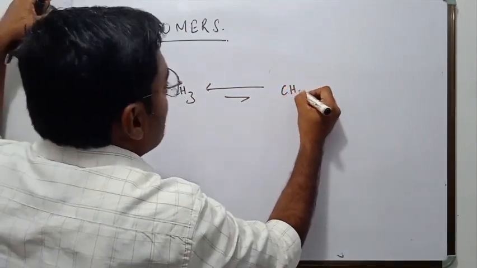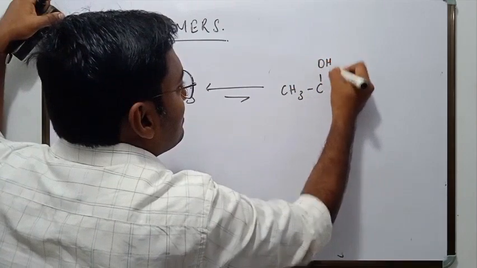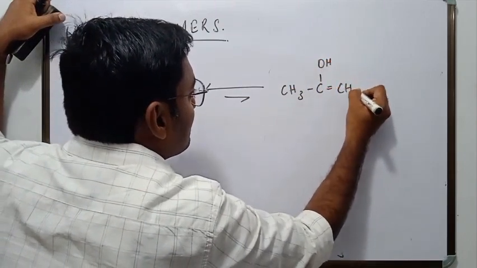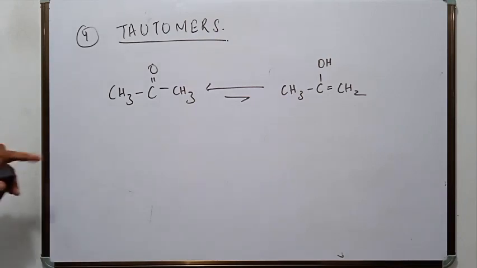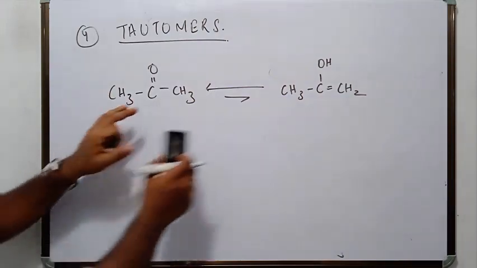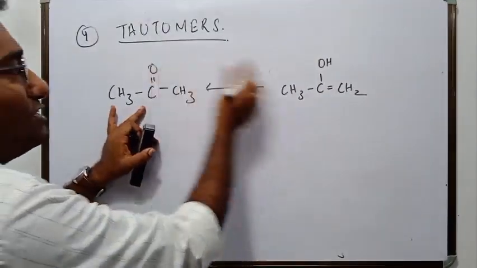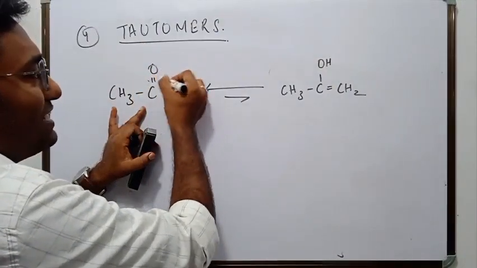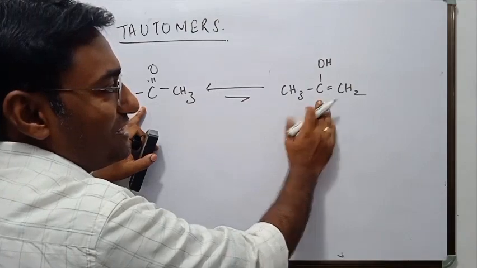So this is a tautomer, a pair of tautomers. Now tautomers are a special type of functional isomers. Aren't they functional isomers of each other? Yes, because they have different functional groups, right? One is a ketone, the other one is an enol, not an alcohol.